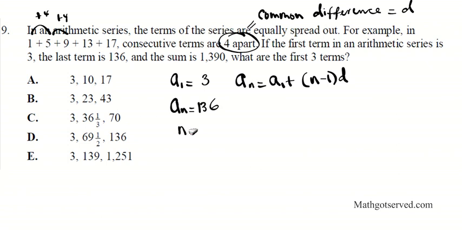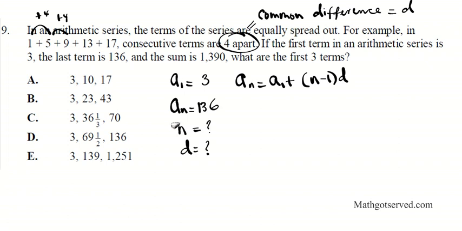My n, I have absolutely no idea. The common difference is exactly what I need to solve this problem. So we have an equation. Here, if we want to use this equation, we have two unknowns. It's impossible to solve an equation if you have two unknowns, okay?